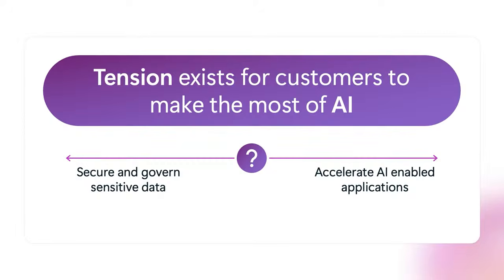Data is AI's fuel and the number one target for attackers. Developers want to unlock it. Security teams want to lock it down. Both are right. The goal isn't to pick a winner. It's to do both: govern sensitive data and still accelerate AI adoption. That's what this section is about.